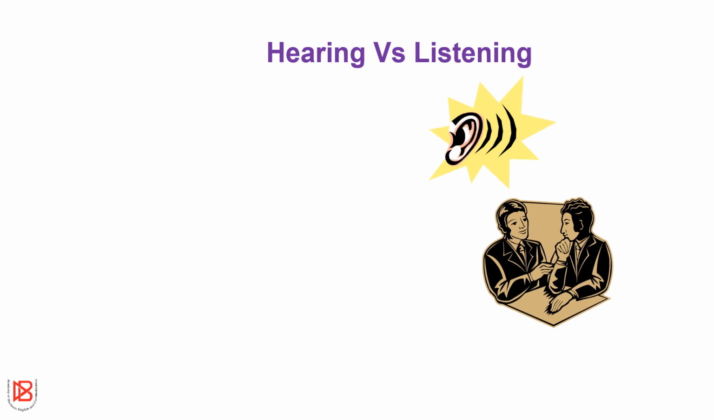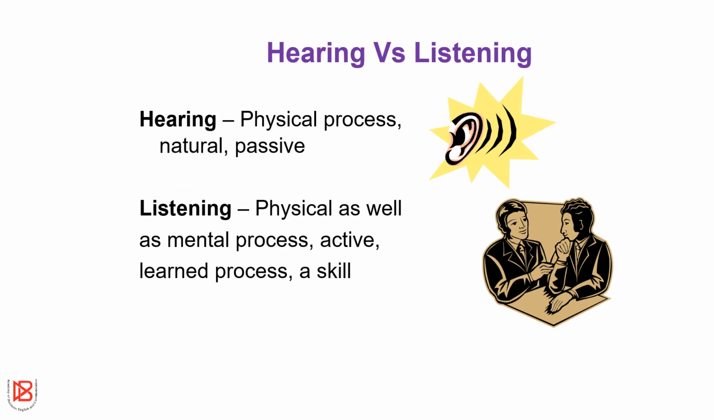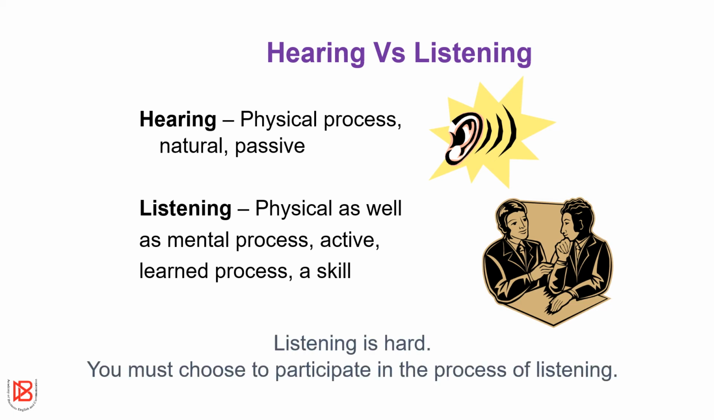Let us understand what is meant by hearing and listening. Hearing is the physical process, all about being natural, being passive. Listening is a physical as well as a mental process. What we are talking about is active listening, a learned process. It's a skill that needs to be understood. Listening is difficult, dear. Listening is difficult. You choose to participate in the process of listening, but probably you end up just hearing the facts that come around. So that is what is important, which needs to be understood. Listening is deep listening, having perspective, paraphrasing, questioning, inquiring about the statement as to what the problem is, as the case might be.